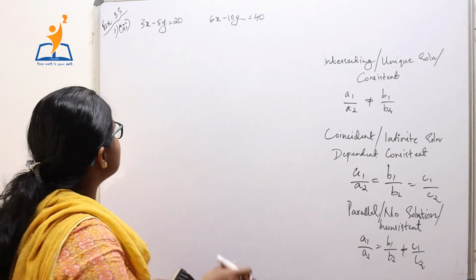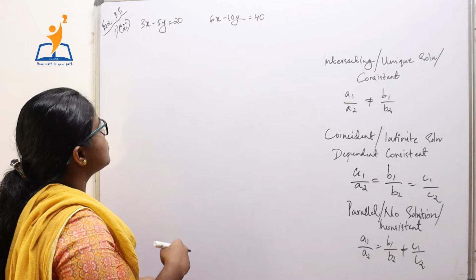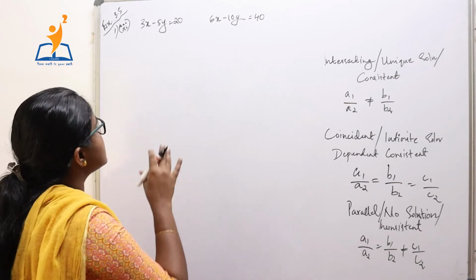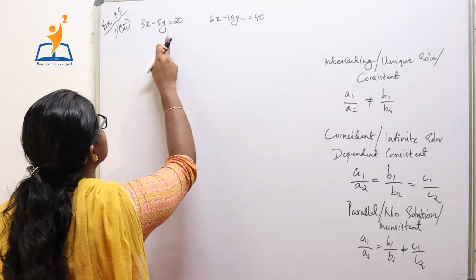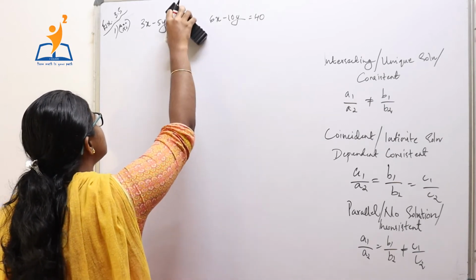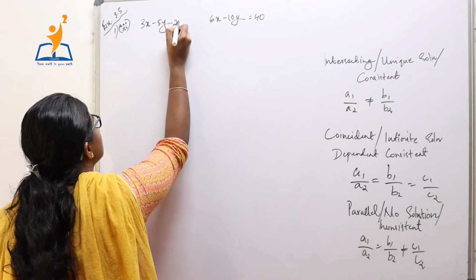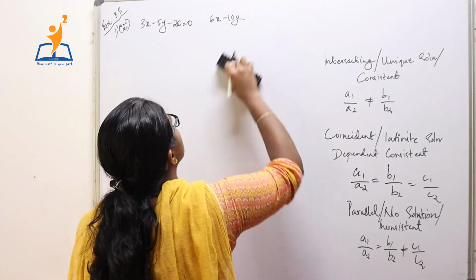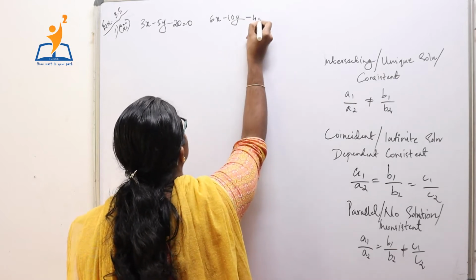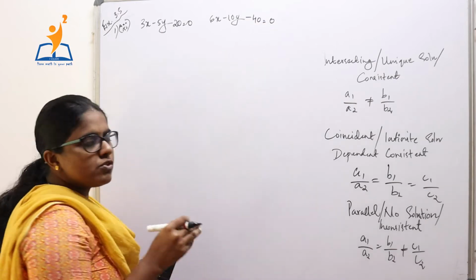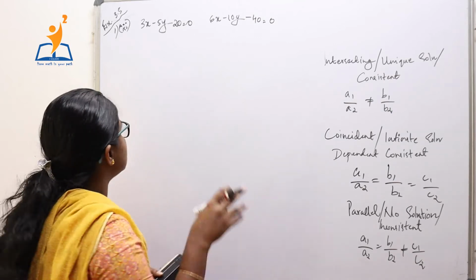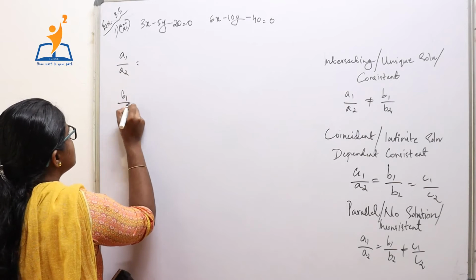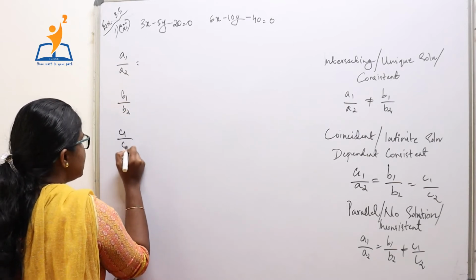Now the next question is 3x minus 5y equals to 20, 6x minus 10y equals to 40. First of all, we can put it into the general form, that is 3x minus 5y equals to 20 becomes 3x minus 5y minus 20 equals to 0, and 6x minus 10y equals to 40 becomes 6x minus 10y minus 40 equals to 0. So to check whether it has a unique solution, we want the ratios a1 by a2, b1 by b2 and c1 by c2.